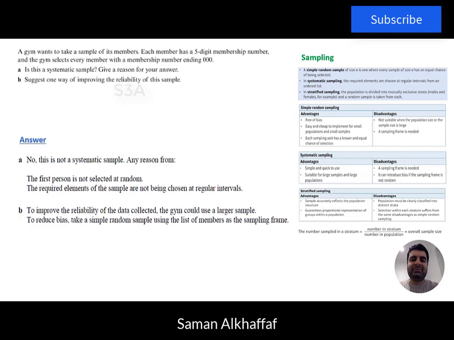Now, to improve the reliability of the data, the gym could use a larger sample. To reduce bias, take a simple random sample using the list of members as the sampling frame. And on the right hand side, there is some explanation of the types of simple random sampling and its advantages and disadvantages. And this will be our answer for this question.